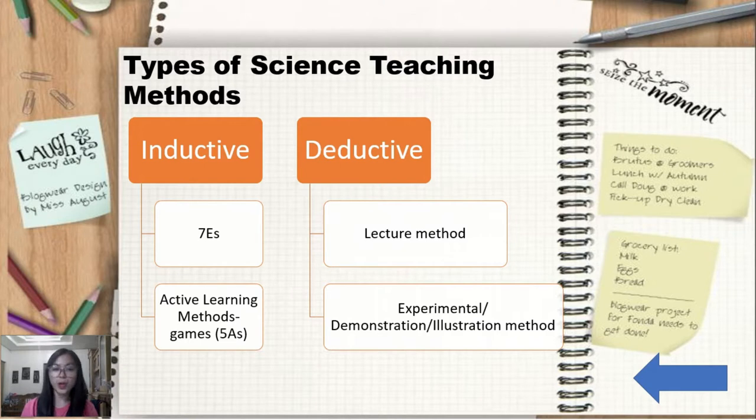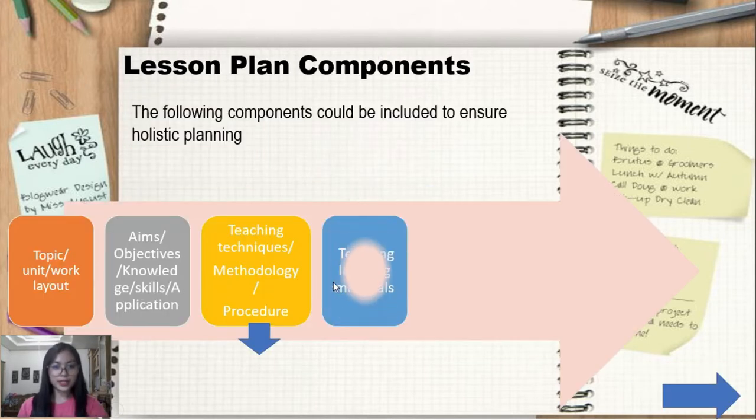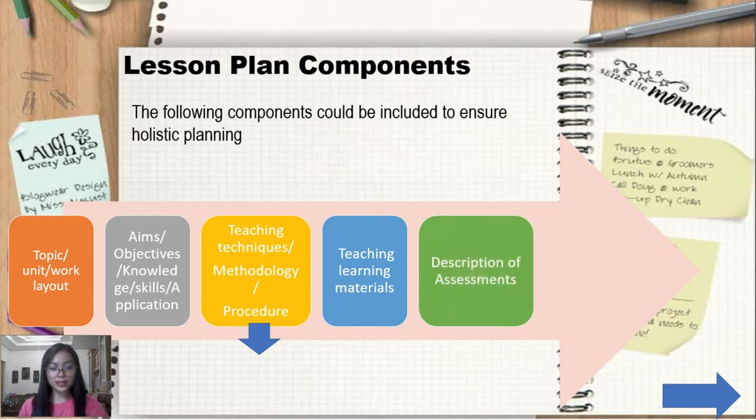Because then again, there are topics which are very easy, and of course, we can apply inductive method, but also there are topics in science which are very difficult, and if we apply inductive method, it will somehow make it harder for the students to understand. Okay? Then after considering the different teaching techniques or methodology, part of the lesson plan is writing the different learning materials to be used during the lesson. Then after writing the learning materials, let's now proceed to the description of assessments or the type of assessments that will be given to the students.